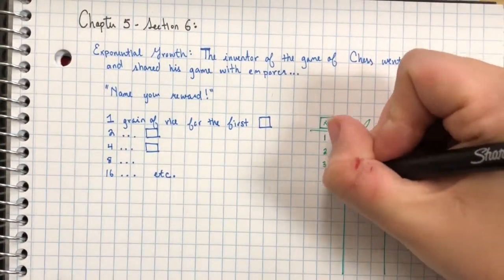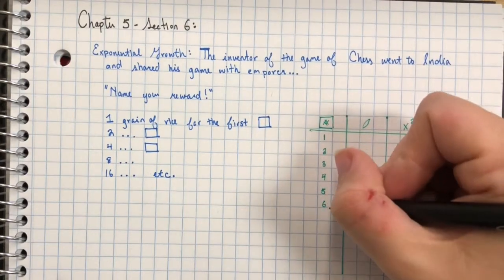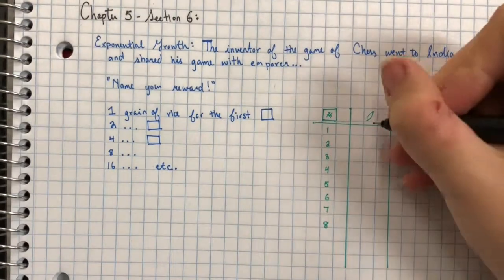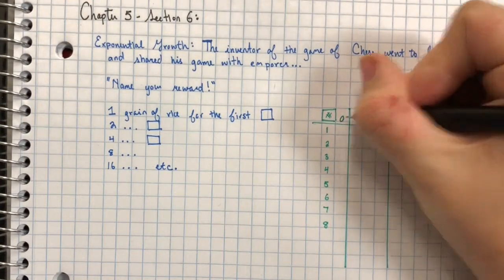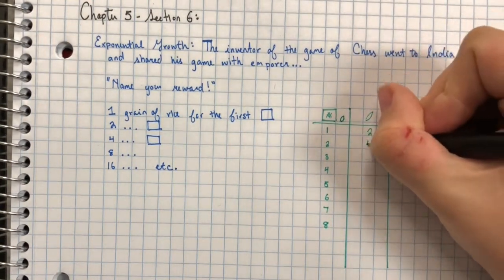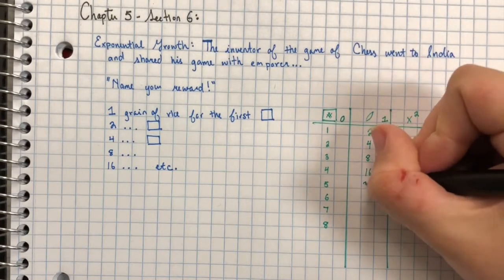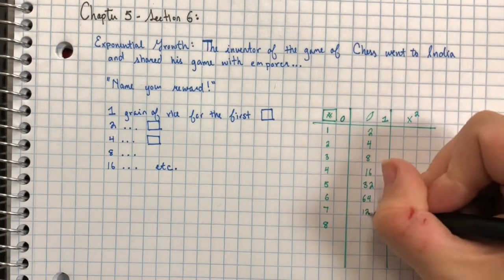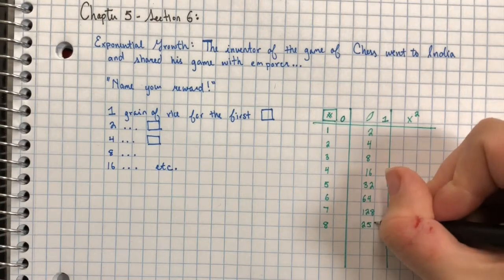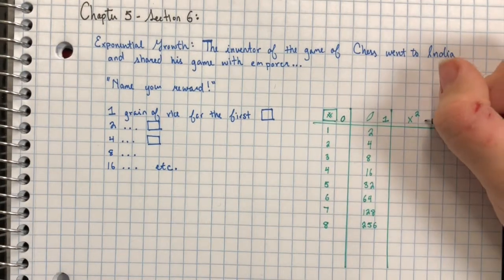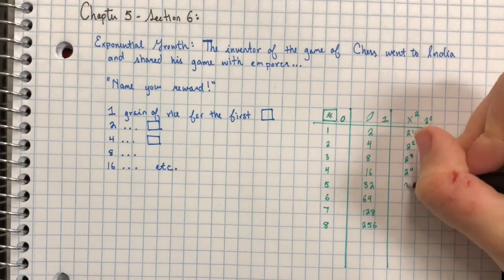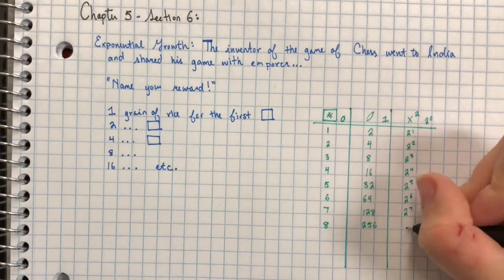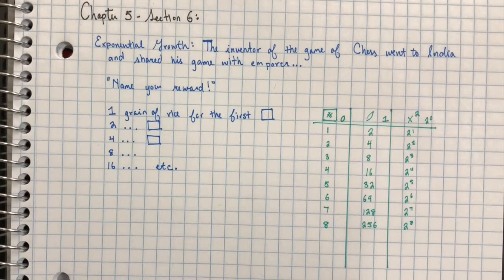So for each box, 1, 2, 3, 4, 5, and there are many, many boxes on a chessboard, he wants to duplicate that grain of rice. So again, in the first box, he wants 2 grains of rice, in the second box 4, third box 8, 16, 32, 64, 128. You see what's going on. And in exponential form, we can write the total number of the grains of rice in this fashion.